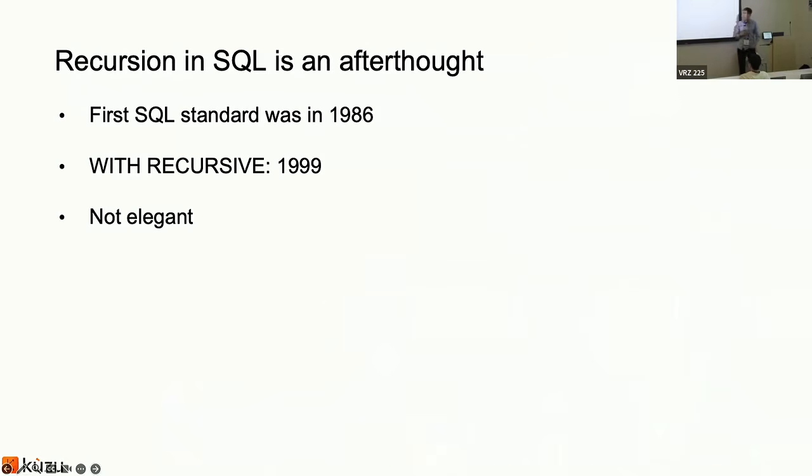And recursion in SQL, historically, was really an afterthought. It was not in SQL for 20 years. SQL started getting standardized in the 1980s, and database standardizations take a very, very long time. The first standard came out in 1986, and there were no recursive capabilities until 1999. And even when there were, it's not a very elegant solution. If you've written SQL recursive queries, it's really ugly.